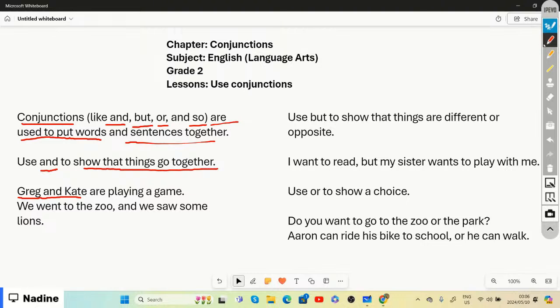Now we're going to join sentences, right? It says, we went to the zoo. That's one sentence. Now, we use and to join these two sentences. A second sentence, we saw some lions. So we went to the zoo and we saw some lions.